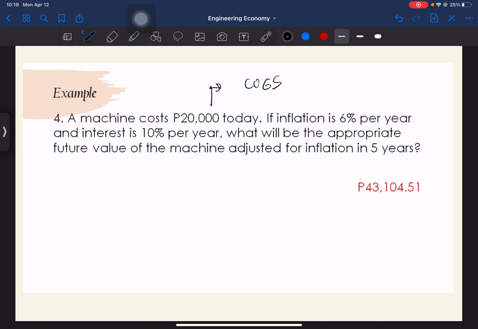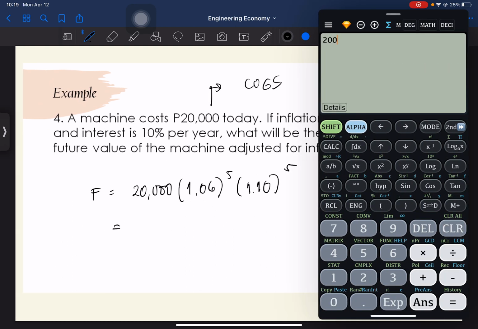Okay? We know that inflation will make the price higher and interest rate will make the price higher as well. So patataasin nilang parehas yung worth ng pera. Anong machine? So let's write that directly. Inflation 5 years daw. Tapos interest rate 5 years din. Okay, so 43,104.51.